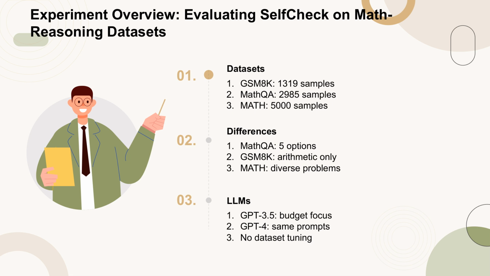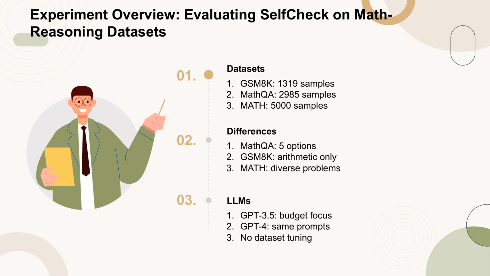The experiments evaluate SelfCheck on 3 math reasoning datasets: GSM-8K, MathQA, and Math. GSM-8K contains 1319 samples, MathQA has 2,985 samples, and Math includes 5,000 test samples. These datasets differ in their structure and problem types. For instance, MathQA provides multiple choice options, while GSM-8K focuses solely on arithmetic problems, and Math covers a broader range of topics including geometry and algebra.